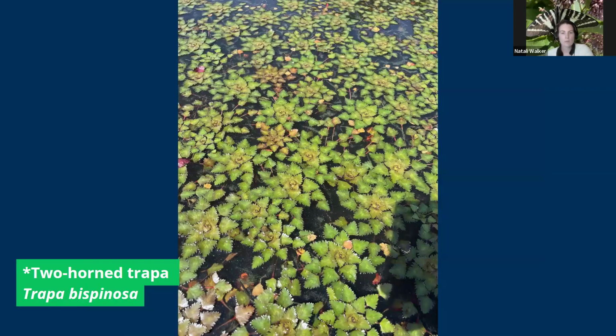Two-horned trappa can form very dense mats on shallow, slow-moving freshwater ponds. So if you live on a farm or have a pond on your property, this is one to definitely keep an eye out for. And those dense mats prevent sunlight from reaching native aquatic plants underneath. And they also inhibit recreational activities. So it would be difficult to boat or fish or swim in a pond that is covered with trappa.